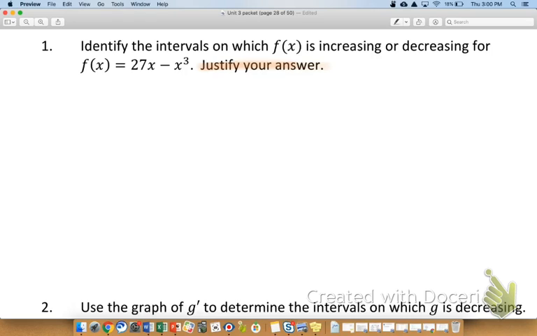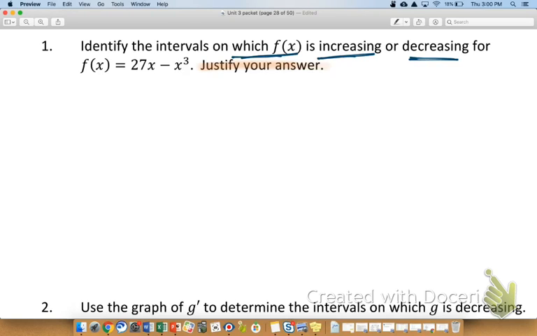Okay, so based on what we just talked about and what you know about f of x and so forth, when you see that we are looking for where f of x is maybe increasing or decreasing, what's a thought that pops into your head? What might we be looking for?